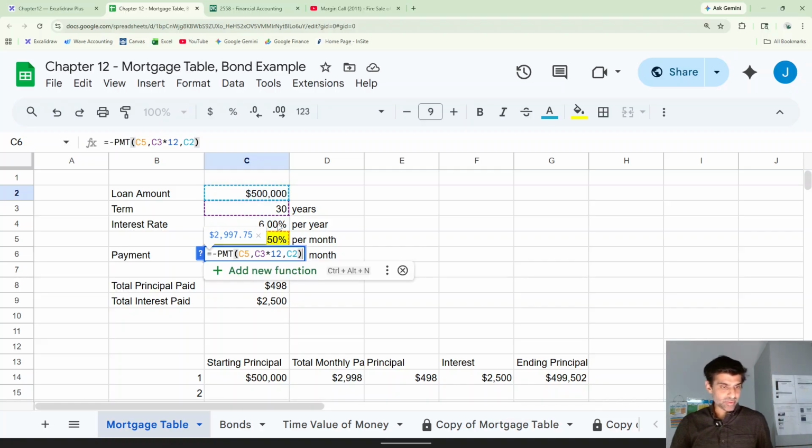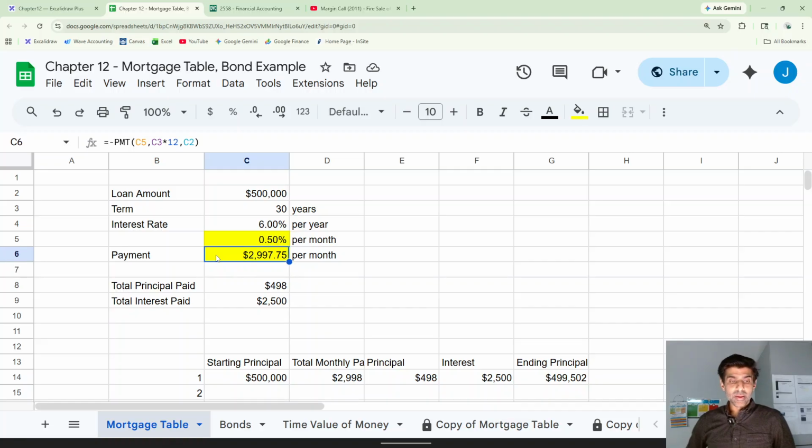Okay, so now I can just close this. Also, the default is for a PMT to give you a negative number. So I put this negative here just so I get a positive number, just so you can see that the payment is just like the dollar amount. Okay, I don't want it to be a negative number. Okay, so let's see what happens when I change the term.